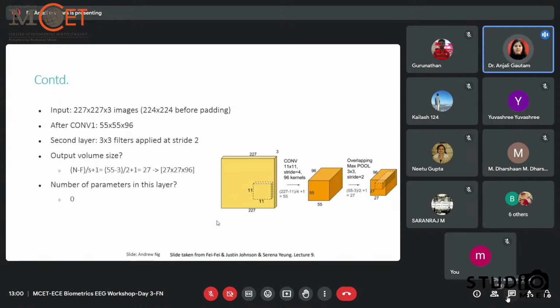They used the concept of ReLU, the rectifier linear unit activation function. They performed normalization, and also the concept of batch size.